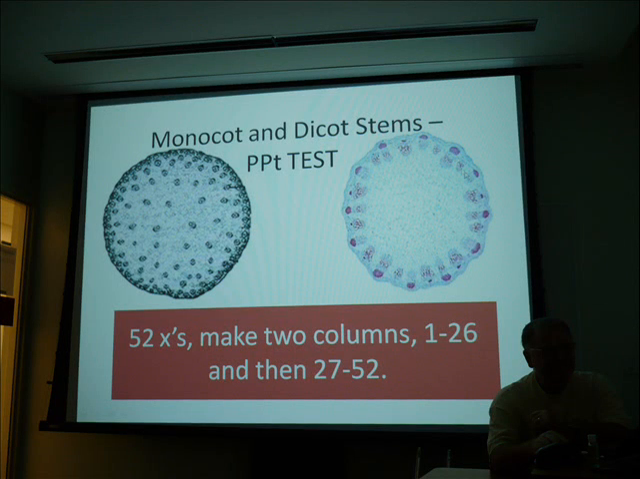What you see right there are some of my examples. A monocot is on the left and the dicot is on the right. If you see a ring, any kind of a ring, it's a dicot. If they're scattered around like this, it's a monocot, always.